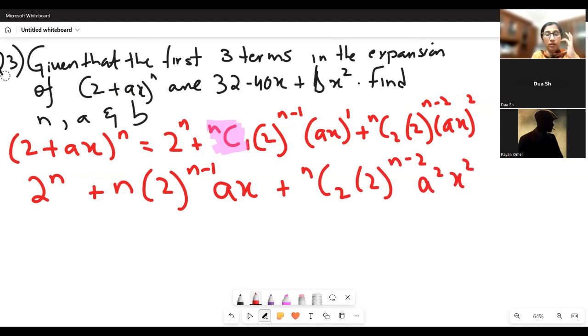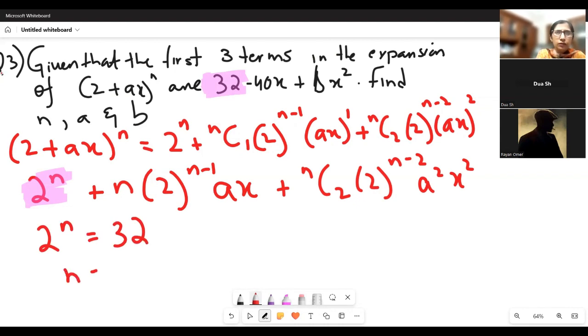All right, so let's see. Here we have 2 power n as the first term. And in the question, the first term is 32. So we can equate these two. If 2 power n is 32, then n would be 5. 2 power 4 is 16 and 2 power 5 is 32. So n is 5. So we have the value of n.